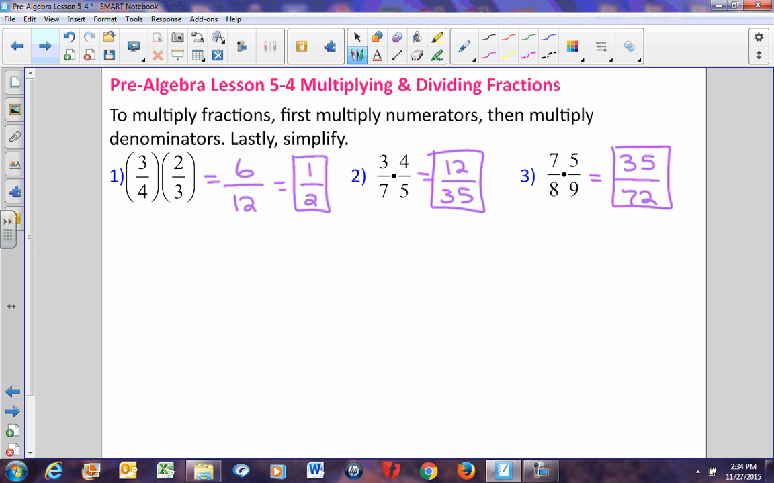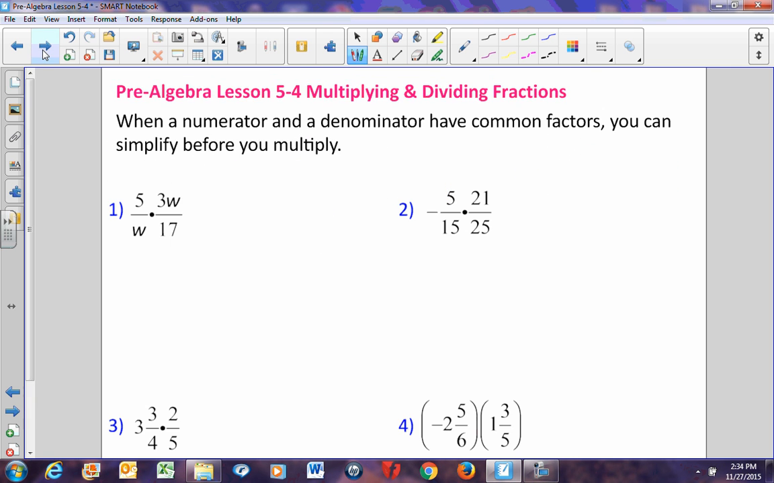Now, a nice little shortcut to multiplying straight across the top and straight across the bottom is when a numerator and a denominator have common factors, you can simplify before you multiply, thus making your multiplication easier and your simplification much easier. For example, 5 over w times 3w over 17. Both of those have w's in common. Now you can cancel out the w's because we're multiplying. You cannot do this with addition and subtraction, but you can do this with multiplication. So this w on top can be canceled with this w on the bottom.